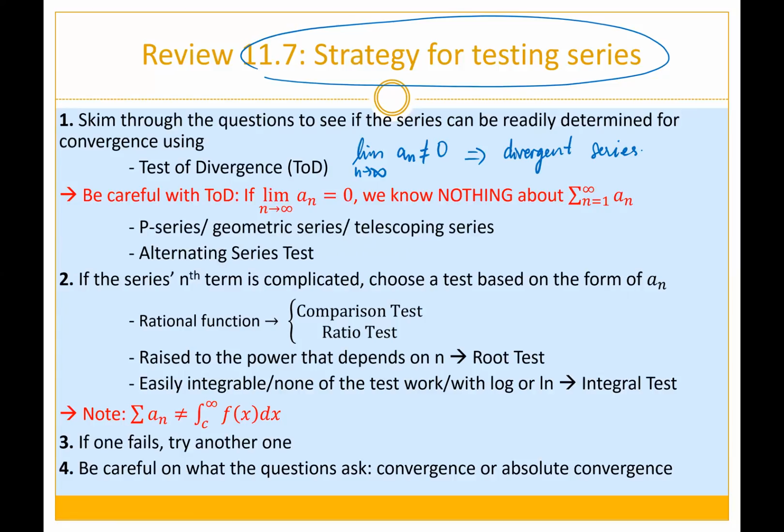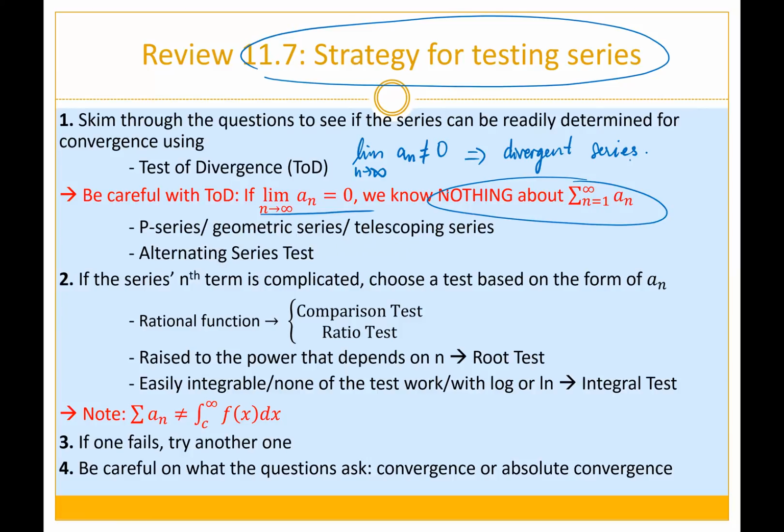And a very important note, as I mentioned in that section as well: when you take the limit and it's equal to 0, we know nothing about the series. It can be divergent, it can be convergent. Do not come from here and say, okay, if the limit is equal to 0, we say it's convergent. That is not right.